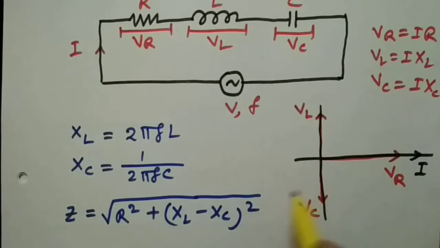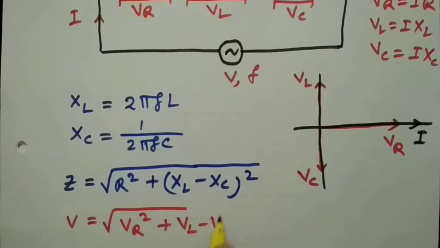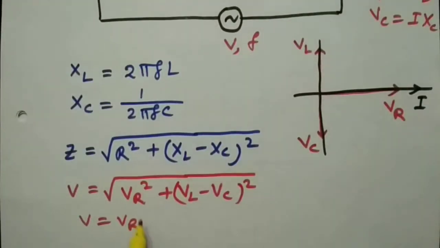So we have already seen the voltage equation, and it was V equals square root of VR square plus (VL minus VC) whole square. So if XL is equal to XC, therefore VL will be equal to VC. So this term will become 0, and we can say that V will be equal to VR when VL is equal to VC, that is XL equal to XC.